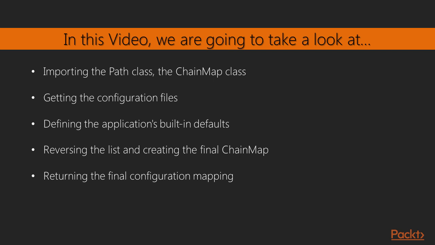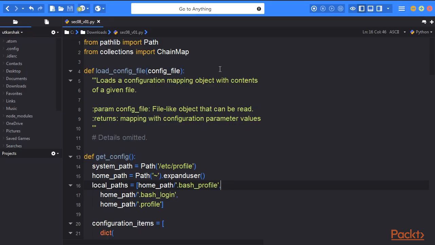In this video, we are going to first import the Path class and the ChainMap class, and get the configuration files, then move to define the application's built-in defaults, iterate to load the file, and finally reverse the list and create the final ChainMap and return the final configuration mapping. So, we start by importing the Path class and the ChainMap class. Next, we define an overall function to get the configuration files. We also need to create paths for the various locations.